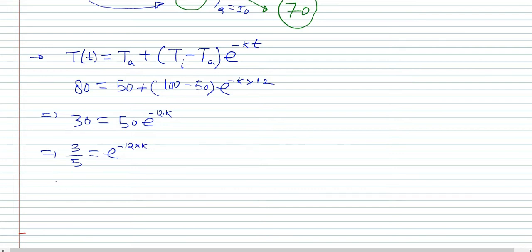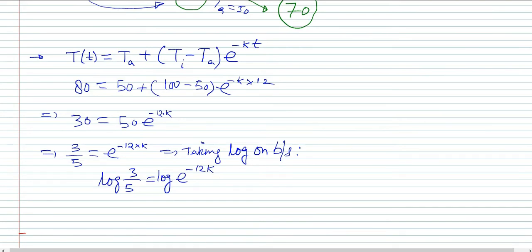Now let's take log on both sides. Taking log on both sides, we get log of 3 by 5 is equal to log of e to the power minus 12k. Now log and exponential will cancel out here, and log of 3 by 5 is going to be equal to minus 12k.